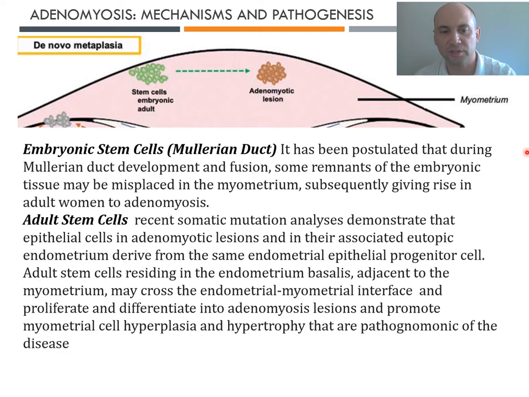Adult stem cells residing in the endometrium basalis, adjacent to the myometrium, may cross the endometrial-myometrial interface and proliferate and differentiate into adenomyosis lesions and promote myometrial cell hyperplasia and hypertrophy that are pathognomonic of the disease.